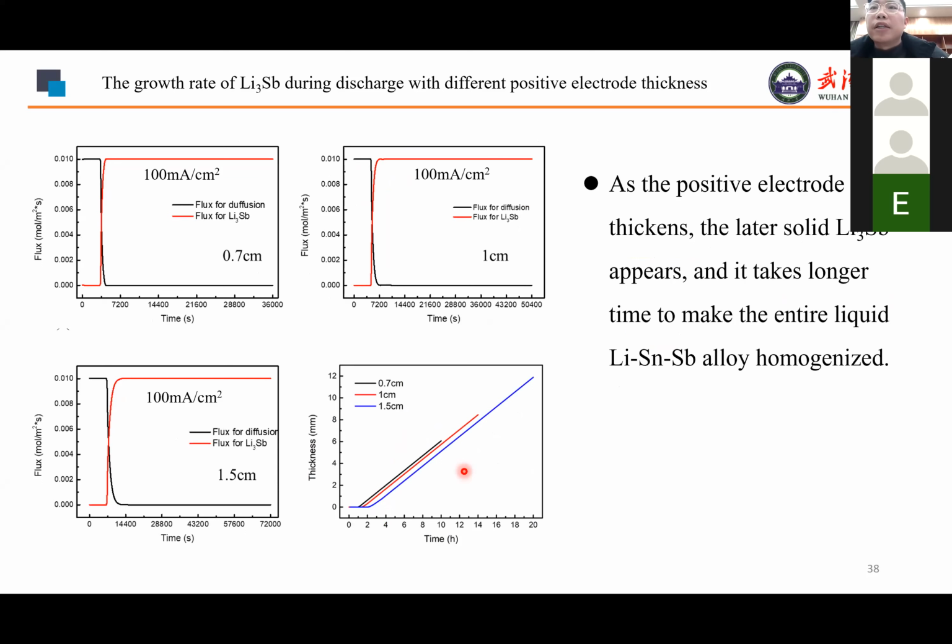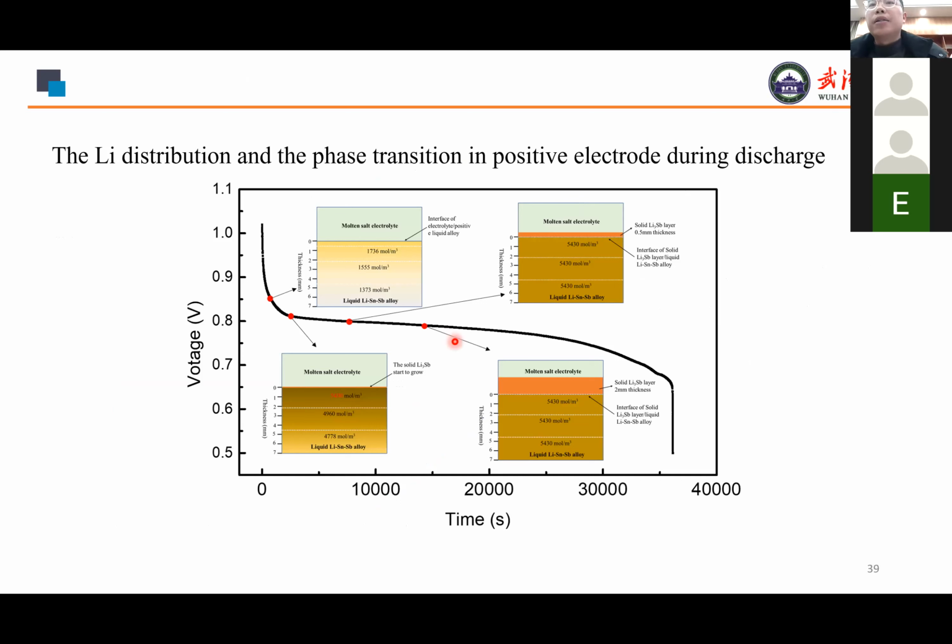And then the effect of the thickness of the positive electrode on the growth of the solid layer is also simulated. As the positive electrode thickens, the later the solid phase appears, but the thickness of the solid layer will increase proportionally. By the two-step model, we can monitor the mass transfer and phase evolution process during discharge. The solid phase has a significant influence on the capacity rate performance, even the safe operation of the liquid metal batteries. Maybe the two-step model is a little simple.